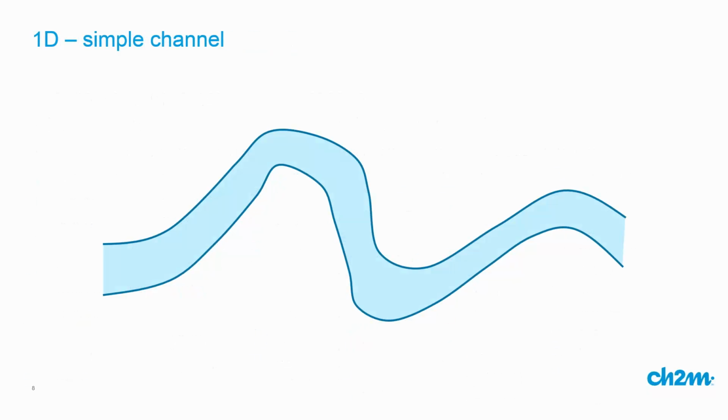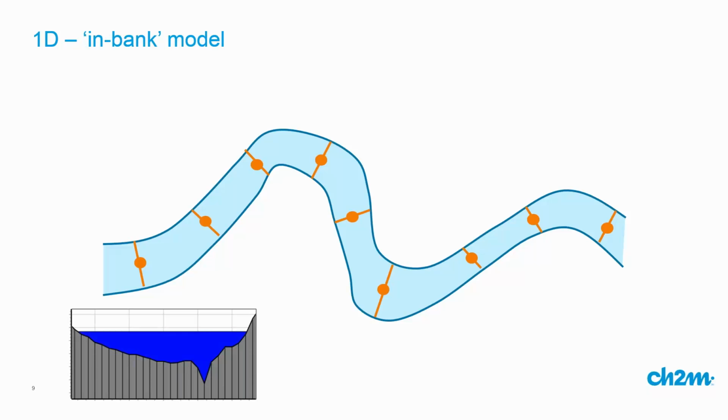So a simple way of explaining 1D modelling is, say this is a plan view of a meandering river channel, and we decide that, say, every 100 meters along that channel we're going to survey a cross-section. If we're just modelling flow down the river, these are going to be the calculation points within that 1D model. So this 1D in-bank model will just have cross-sections that go from the left to the right bank at these calculation points.